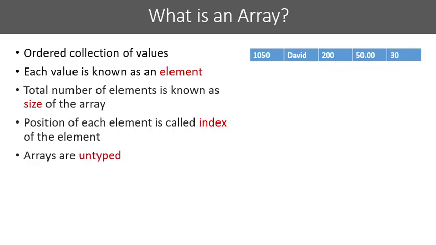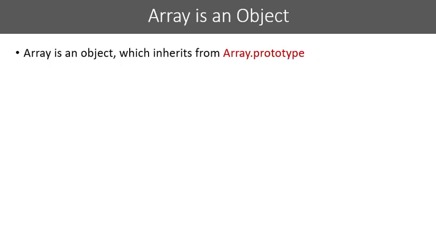JavaScript arrays are untyped. It means an array element can be of any data type, so different elements of the same array can be different data types. Array elements may even be objects or other arrays. This allows you to create complex data structures such as arrays of objects and arrays of arrays. It is important to understand that an array is an object and it inherits properties and methods from Array.prototype.